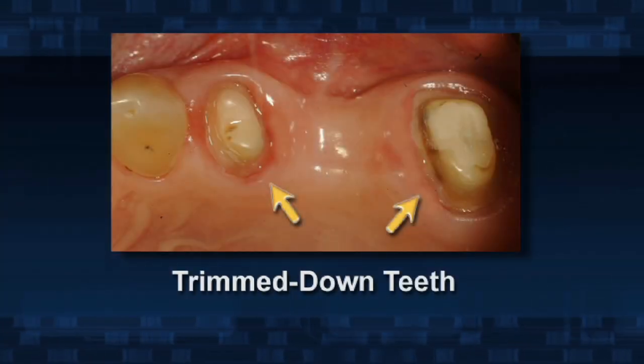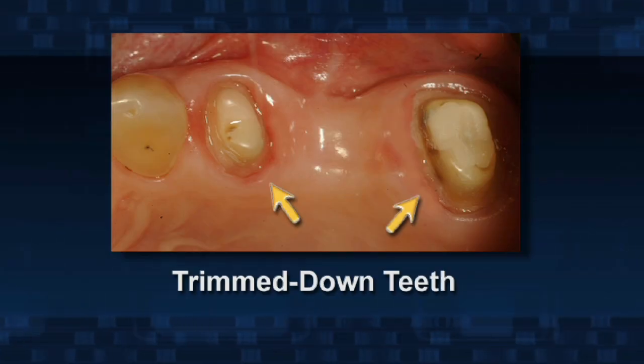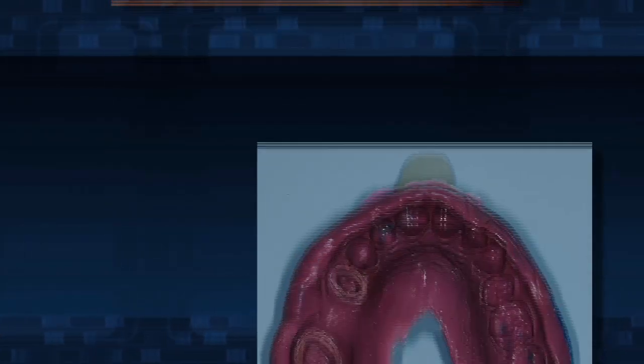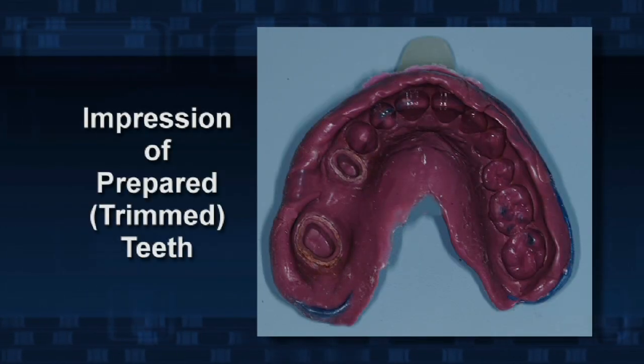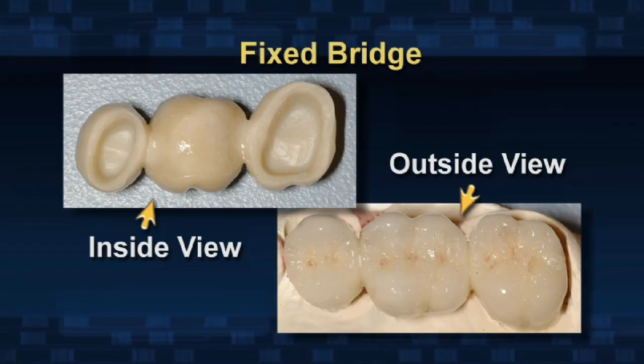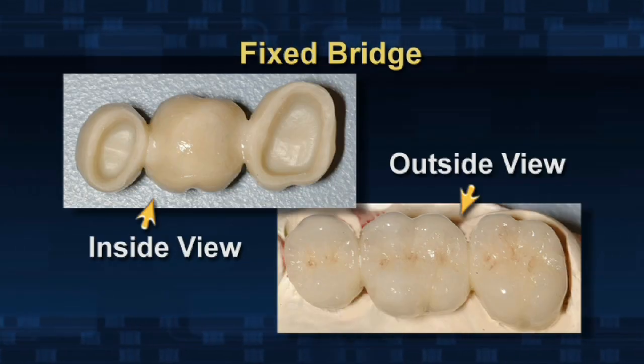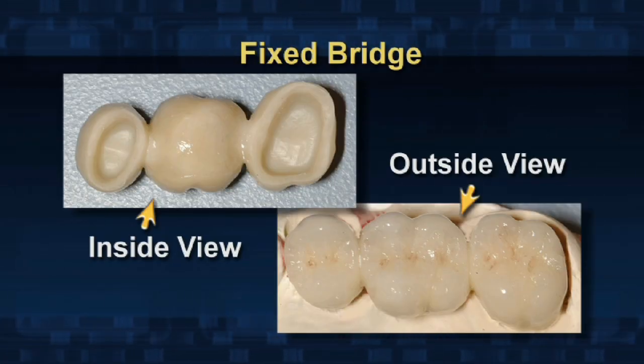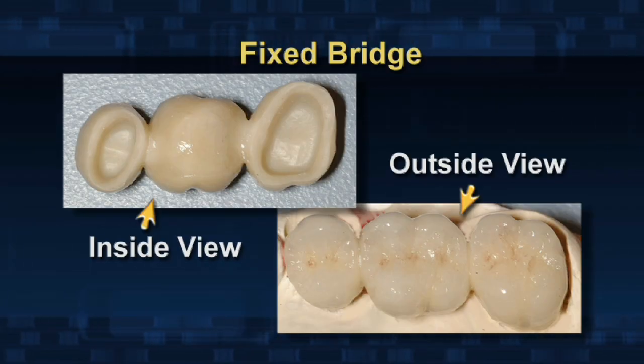The patient's teeth on each side of the space have been prepared by the dentist, and an impression of the prepared teeth was made in a rubber-like material. The impression is then sent to a dental laboratory for fabrication of the bridge. Both the inside and the chewing surface of the finished bridge are shown as it was returned from the laboratory.